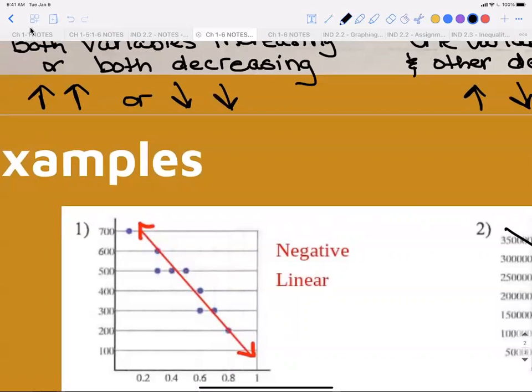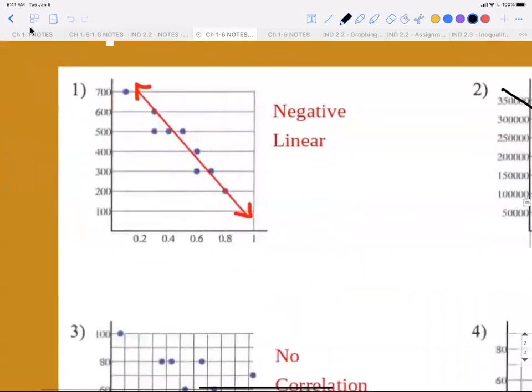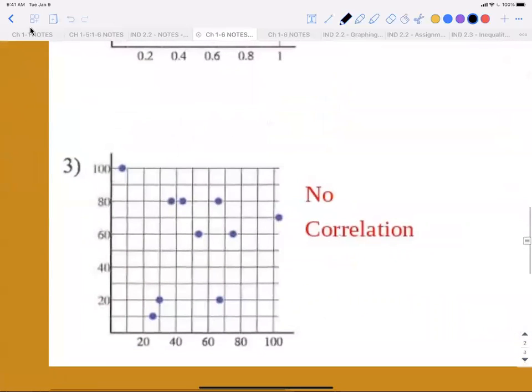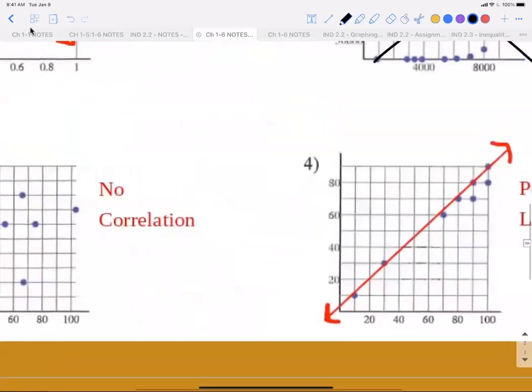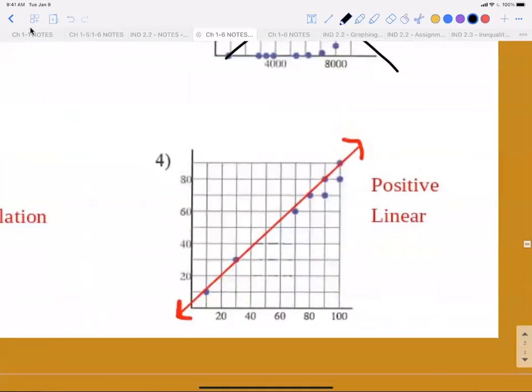So that's an example of negative correlation, okay, because it's a downhill trend. This is an example of no correlation. There's nowhere that I can put a straight edge and pick up all of my points. I can't see any kind of trend happening there. They're just all over the place. And then this is an example of positive correlation.